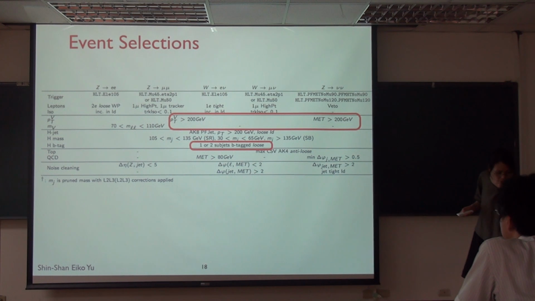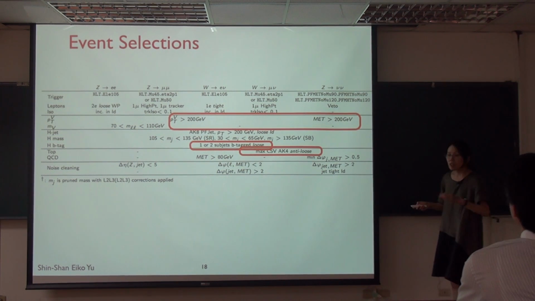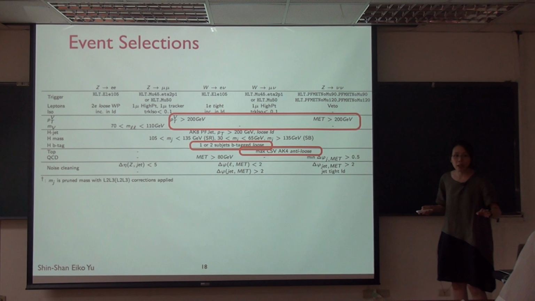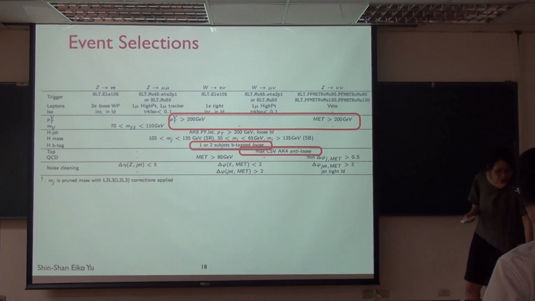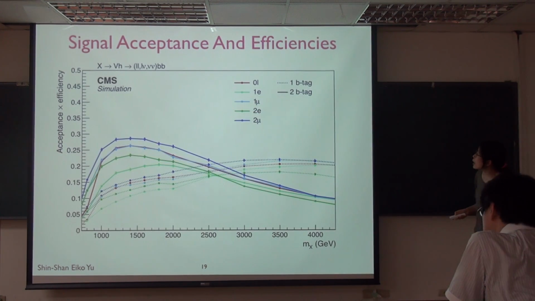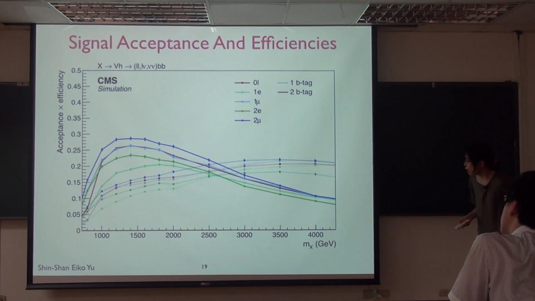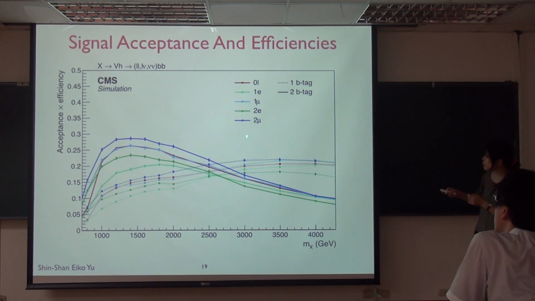Remove the TT bar background, we veto the events that have extra B quarks or extra leptons. Okay. All right. So here I show you the signal efficiencies of our final state. There are actually many different curves because we subdivide them into different categories.